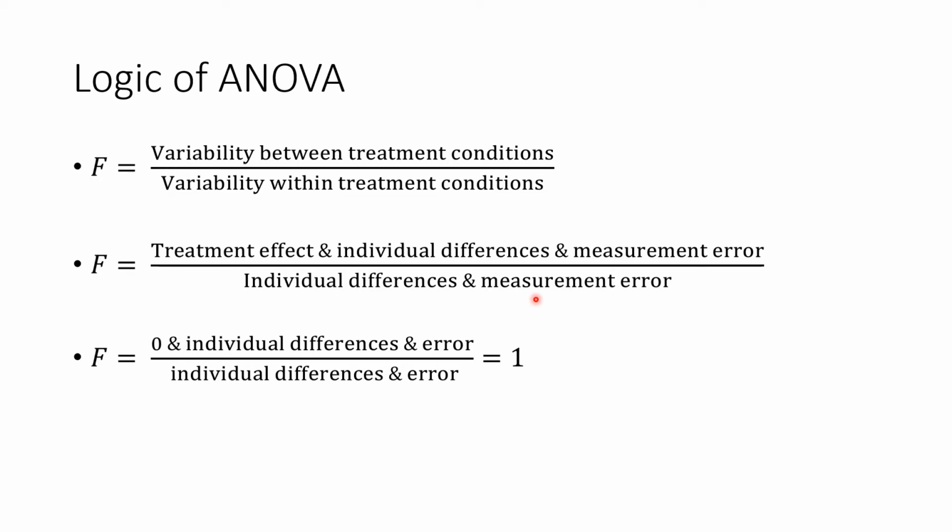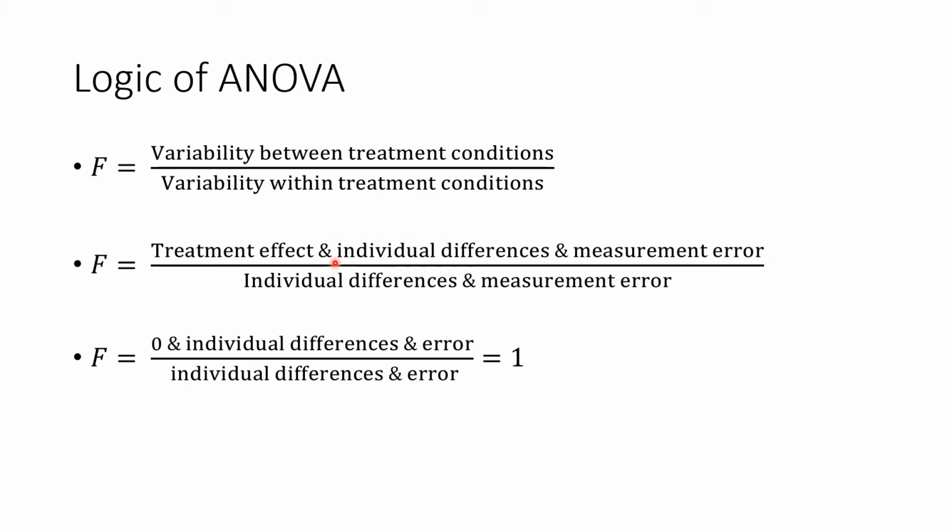And then, of course, we always have measurement error. The assumption of the ANOVA logic is the amount of individual differences and measurement error in the numerator is the same as the amount of individual differences and measurement error in the denominator. So they will cancel each other out. This final F equation will help us understand it. Now, this is the actual equation. These are just conceptual representations of that.